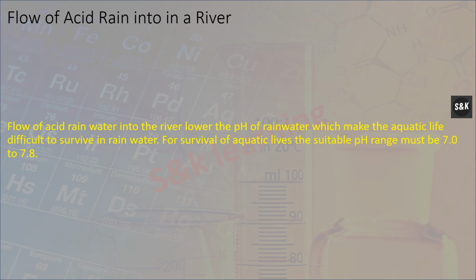Flow of acid rain into a river. Flow of acid rain water into the river lowers the pH of the river water, which makes it difficult for aquatic life to survive. For survival of aquatic life, the suitable pH range must be from 7.0 to 7.8.